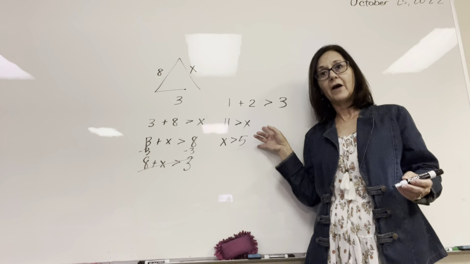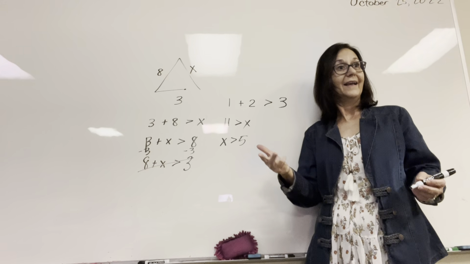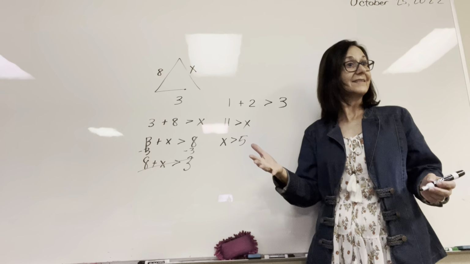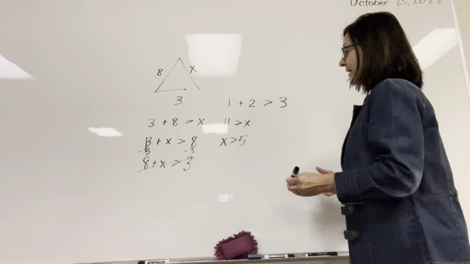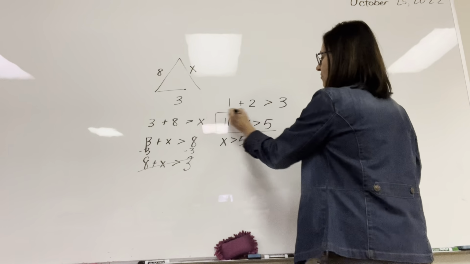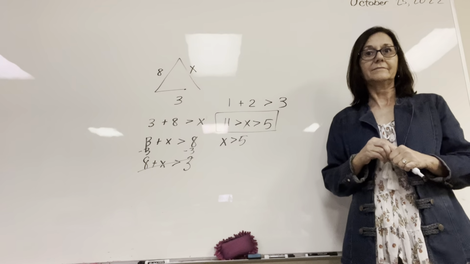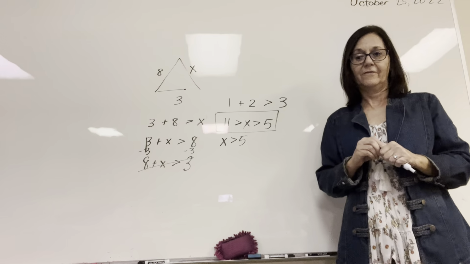So what are the possible values for X? 6, 7, 8, 9, 10. That's correct. I could write this as a single inequality, right?